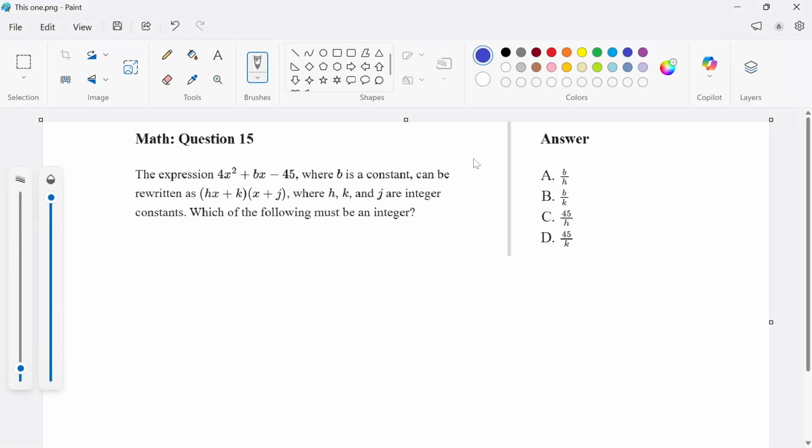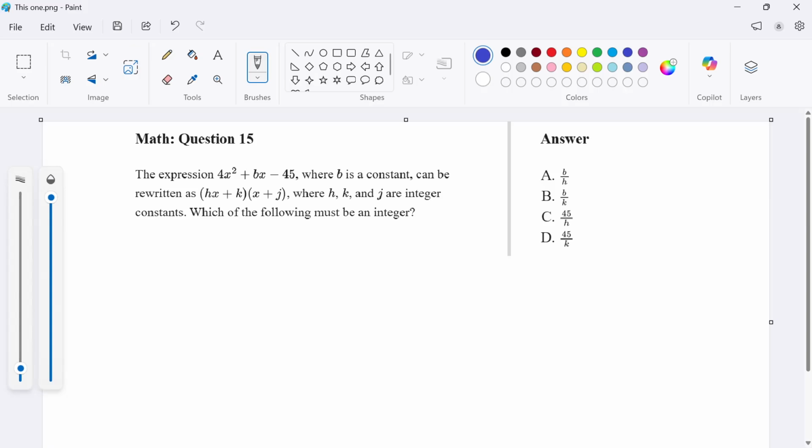This is a digital SAT math question. It's about polynomial equivalence, equivalent expressions. The expression 4x squared plus bx minus 45, where b is a constant, can be rewritten as (hx plus k) times (x plus j), where h, k, and j are integer constants. Which of the following must be an integer?